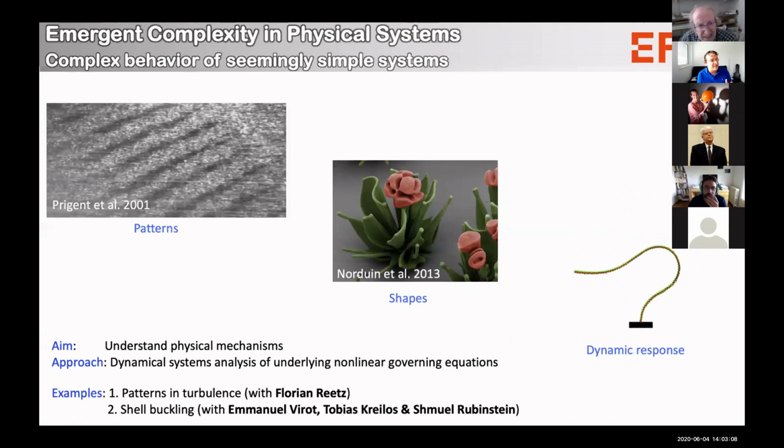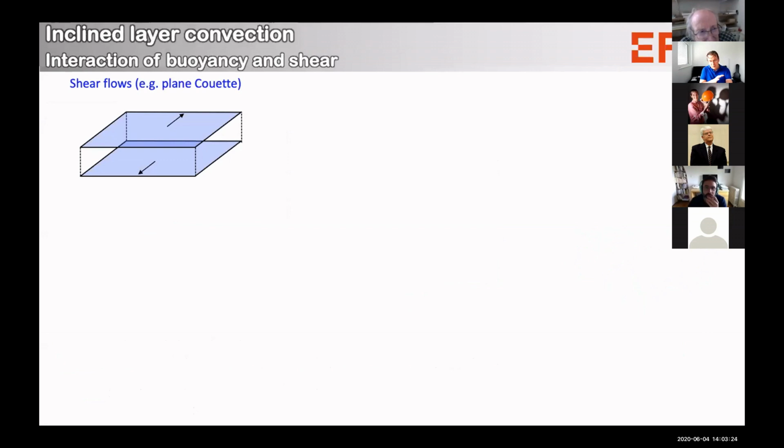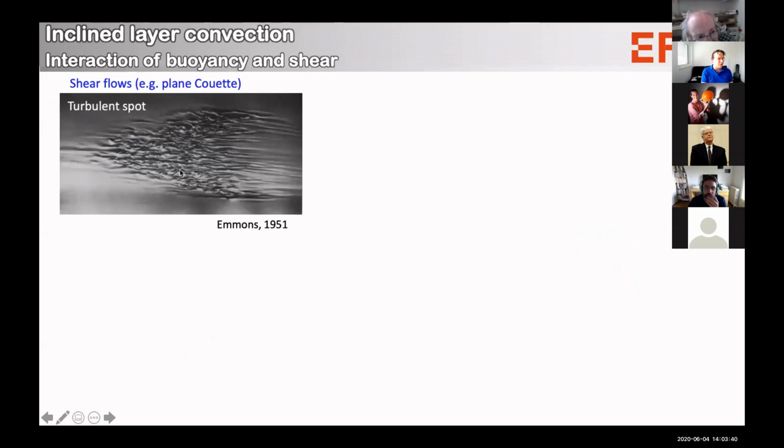Okay, so the fluids example. I will talk about patterns in convection, but the motivation actually comes from shear flows. So you all know, if you take a simple shear flow, like plane Couette flow between two parallel plates, you increase the plate velocity, the laminar flow remains linearly stable, so you shouldn't have turbulence in there. However, if you perturb the flow, so you stick your finger into the domain, then the system phase separates and you get a turbulent phase surrounded by a laminar phase.